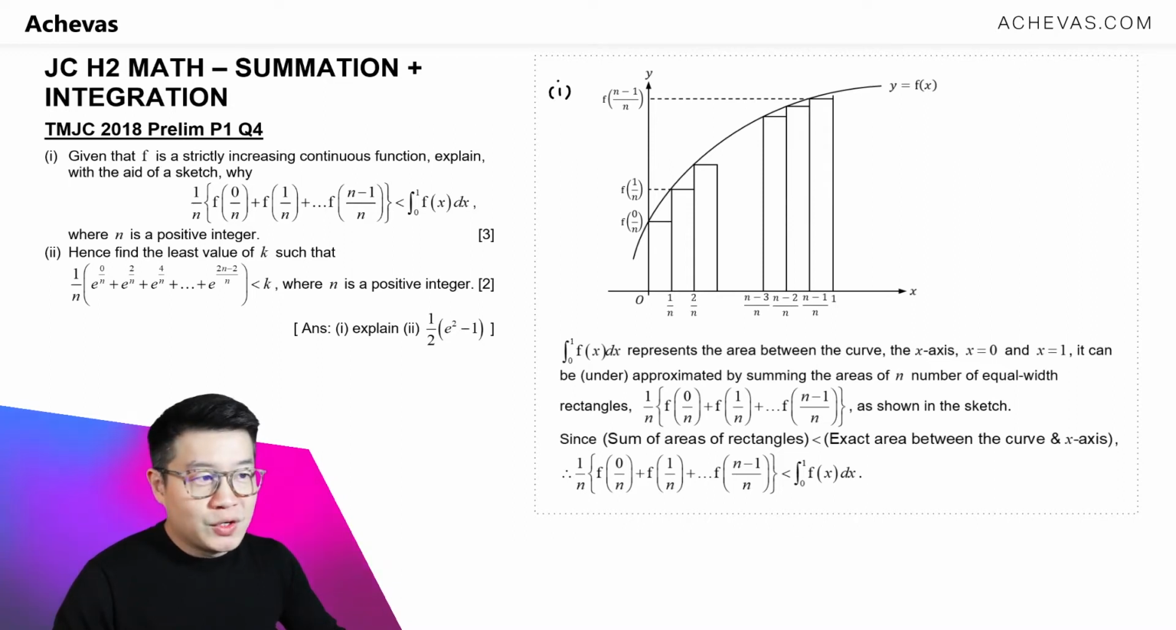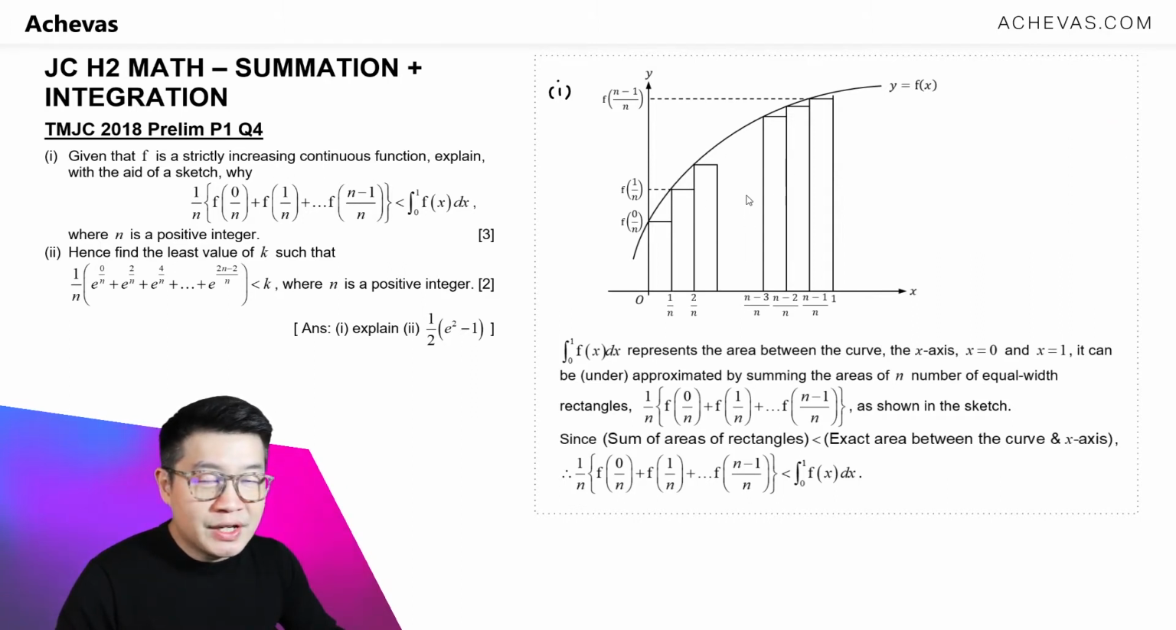In part 1, what I did was to sketch a graph that is increasing. You can also sketch a graph that is increasing this way. So naming this as y equals f(x) before you continue to do the rest of the sketch is totally fine, as long as it is an increasing graph according to what the question says.